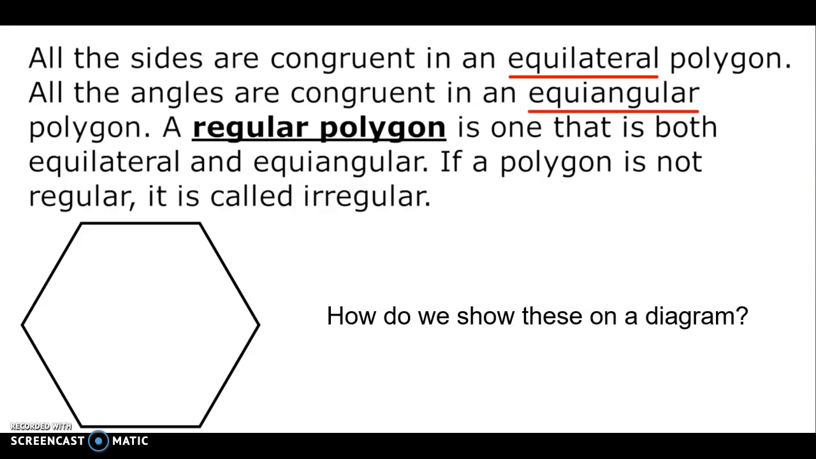So how do we show that? What shape is this? A hexagon. How do we show this hexagon has the same size, Sean? You put a tick mark on each side, and then on the angles you put an arc. Yeah. That's how we know that this is a regular hexagon. Okay?